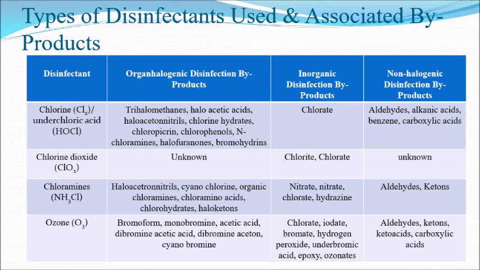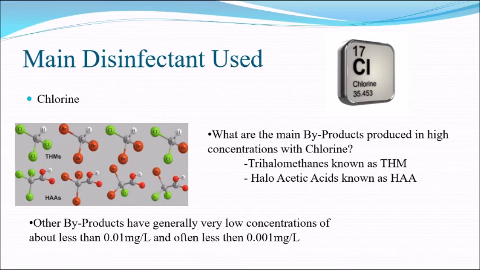The types of byproducts produced due to chlorine can be observed in each of these categories. Organo-halogenated disinfection byproducts include trihalomethanes, haloacetic acids, haloacetonitriles, chloral hydrate, chloropicrin, chlorophenols, N-chloramines, halofuranones, bromohydrins. Inorganic disinfection byproducts include chlorate, and non-halogenated disinfection byproducts include aldehydes, alkanoic acids, benzene, and carboxylic acids.